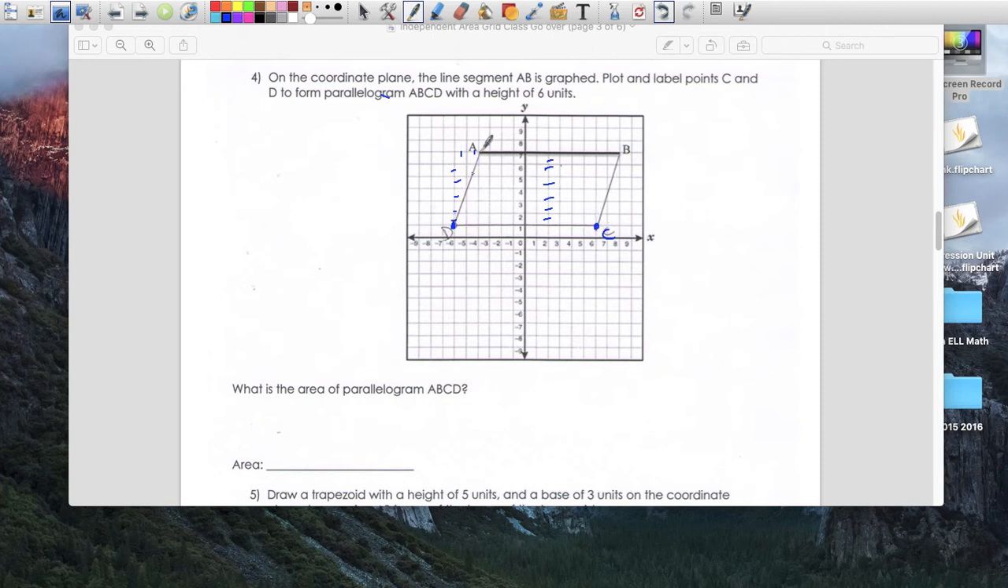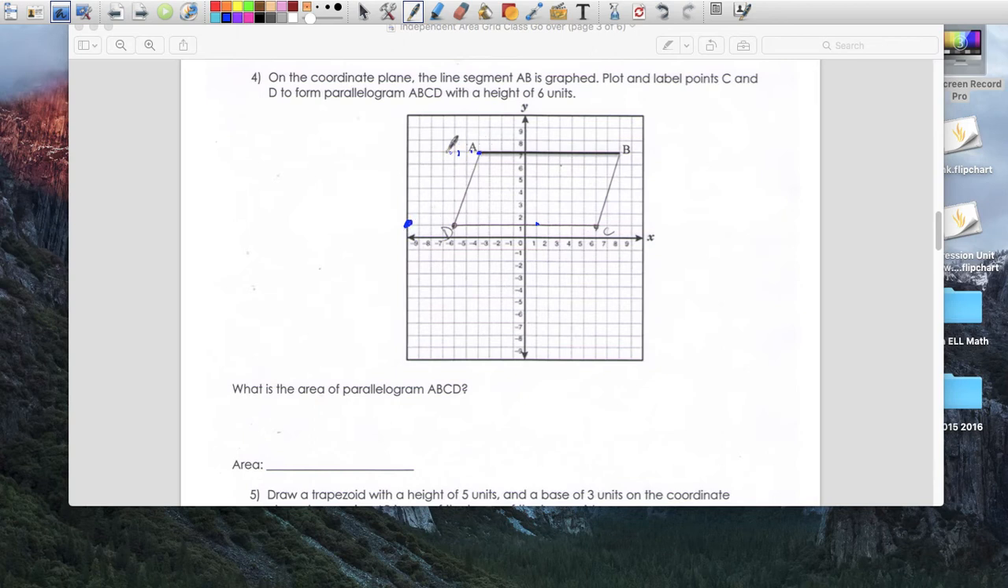So I know this line and this line are parallel. Okay. You could have made it differently. You definitely had a lot of choices. So as long as your height was 6, you could have made this a parallelogram. Let's say you chose over here, from point B. How would you get there?